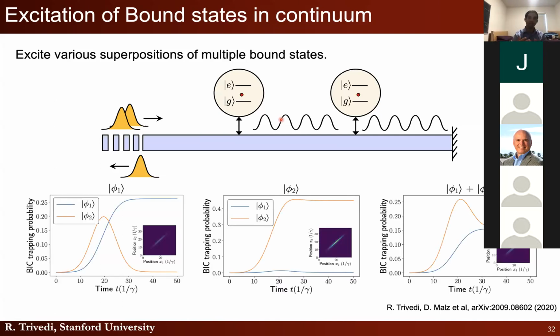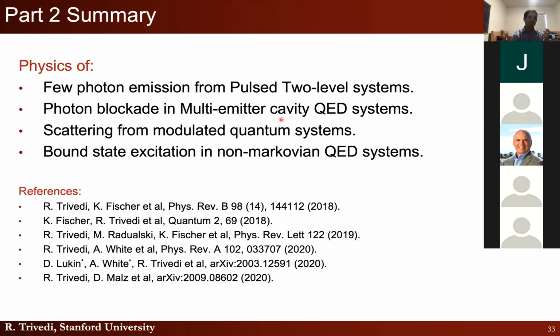So here is just a simple example showing how you can excite the first bound state, the second bound state, or an equal superposition of these two bound states by appropriately designing the two photon wave packet. Okay, so this brings me to the end of the second part of my talk, where I discussed these few experimentally interesting quantum systems.